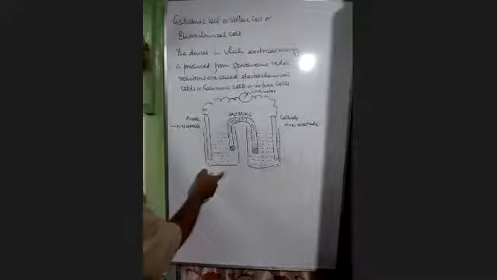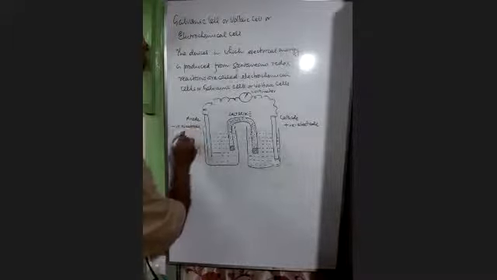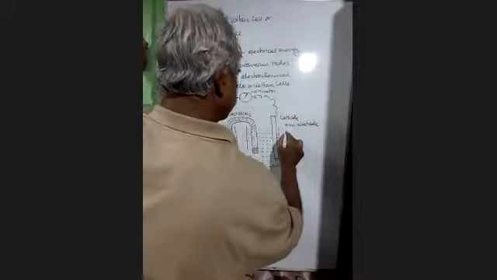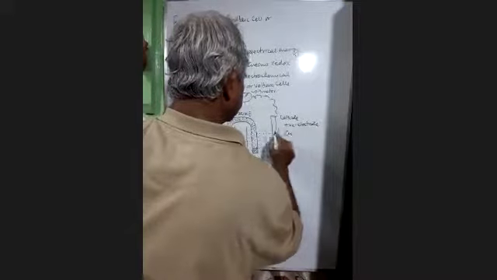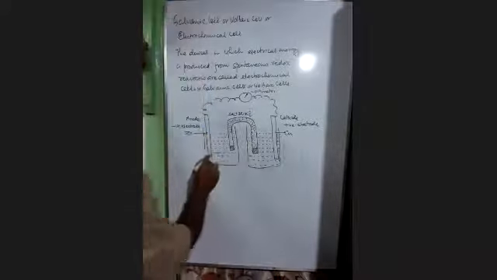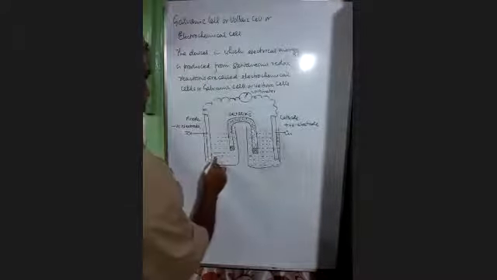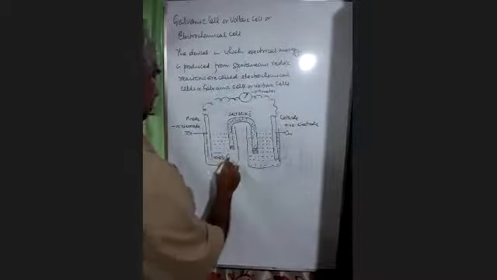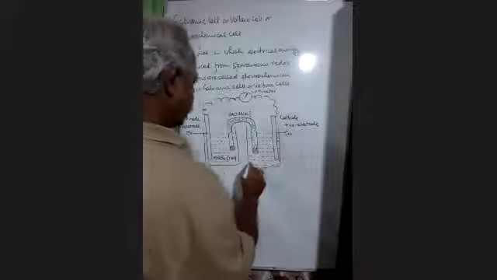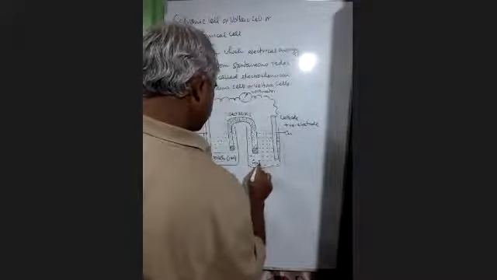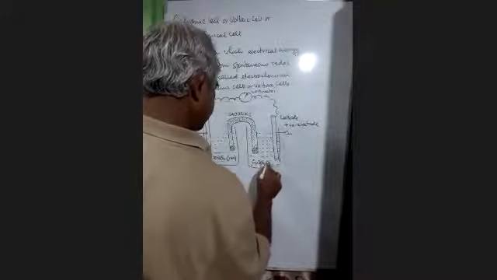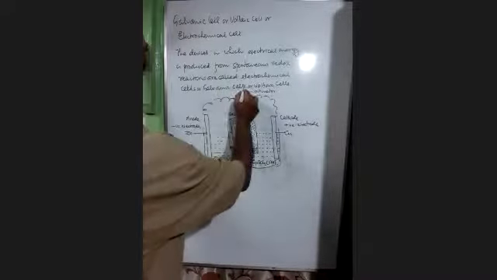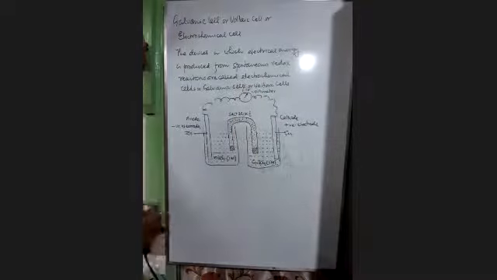Here in this galvanic cell, this anode is made of zinc, and here it is made of copper. And it contains a solution of zinc sulfate, which is 1 molar. And it contains a solution of copper sulfate, and it is 1 molar. And it produces a voltage of 1.1 volt.